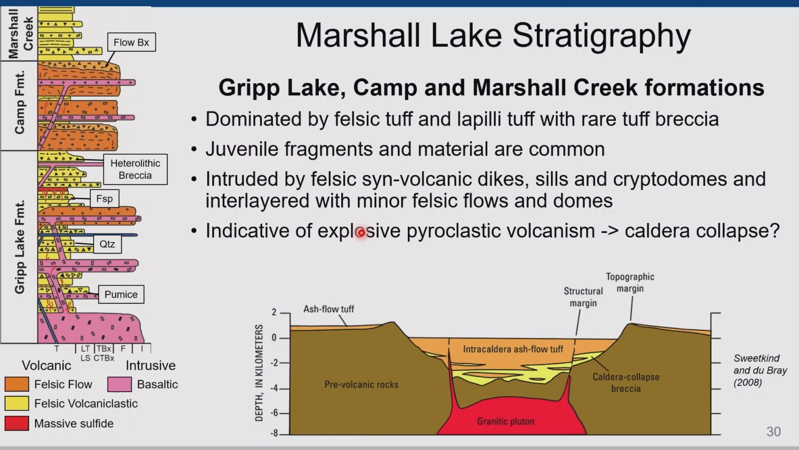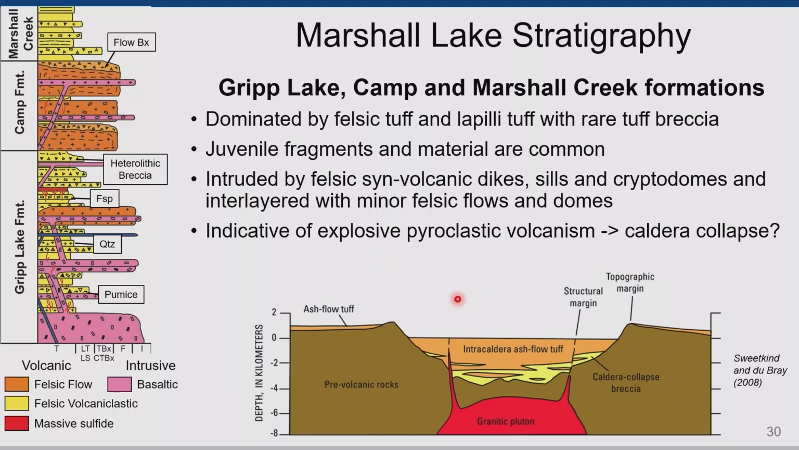It's also intruded by synvolcanic dikes and sills, with a few felsic flows interlayered. And so this is generally indicative of explosive pyroclastic volcanism. Now, it's very controversial to argue for a caldera in any area. You need a lot of evidence, so I'm not going to do that here, but what I will say is that it has a lot of the features that you typically find in a caldera, especially in the early sequences of a caldera where you have a lot of pyroclastic material.